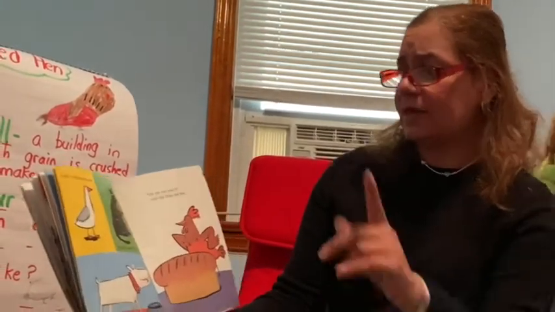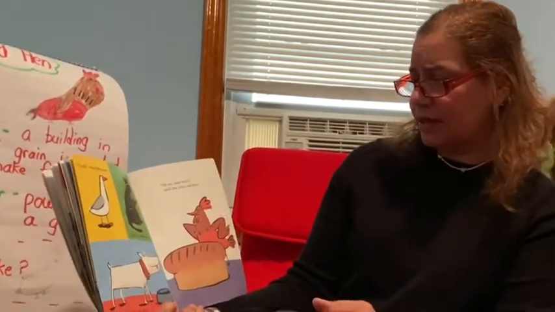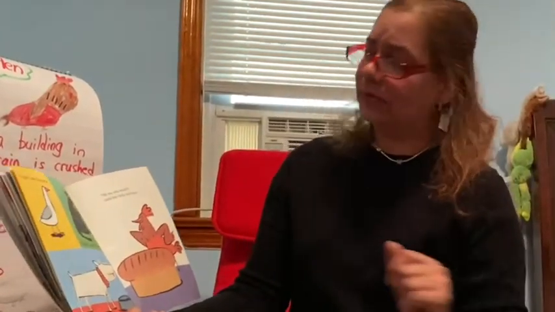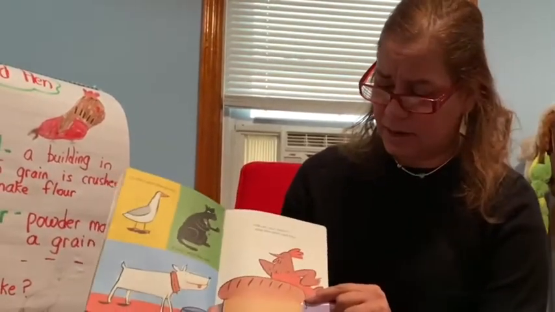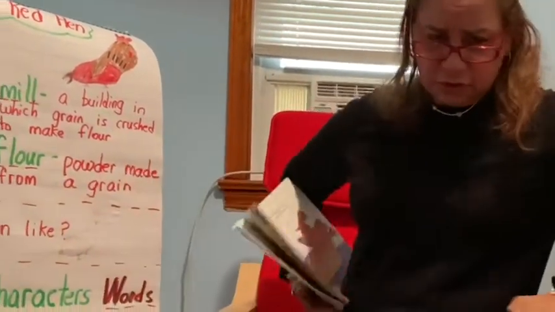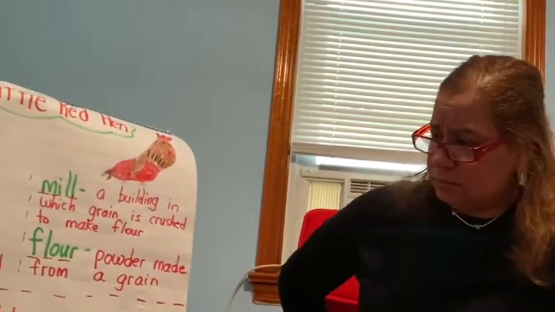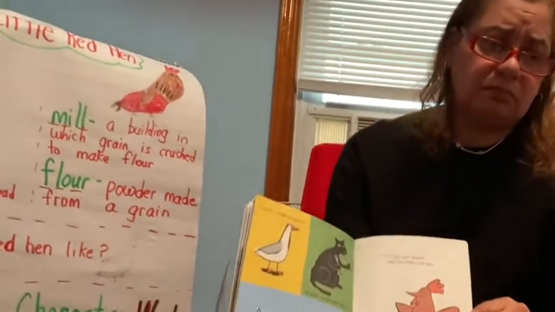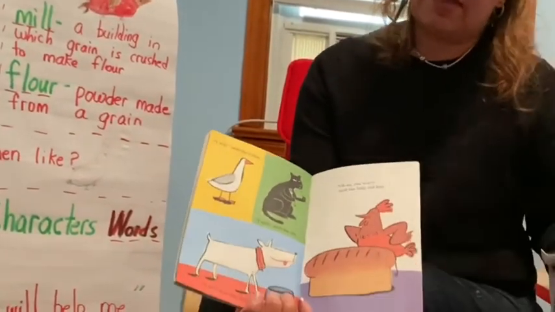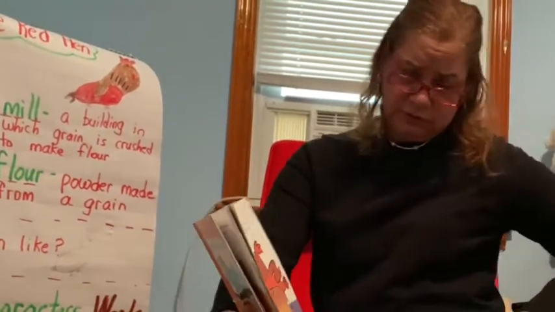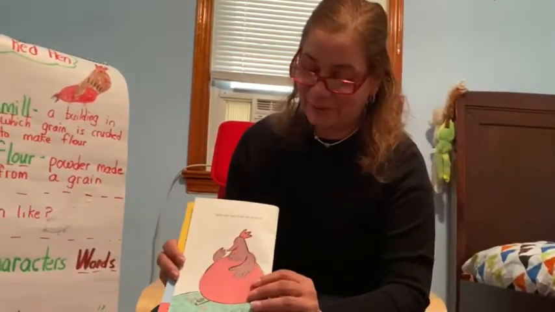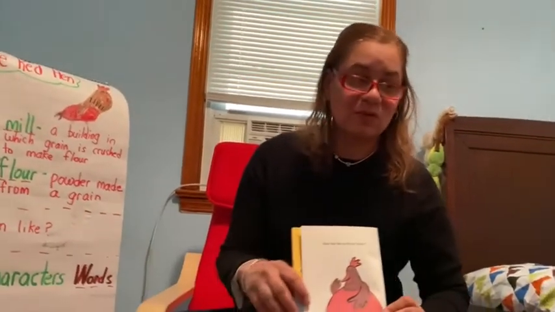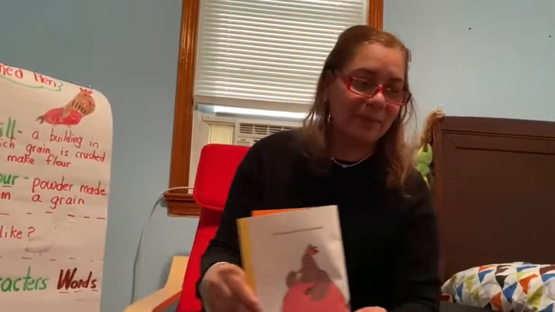I will, said the goose. I will, said the cat. I will, said the dog. Oh, no, you won't, said the little red hen. You see her actions? What is she doing? She put her hands on her hips. Because she doesn't look like she's going to share that bread. And what does she say? And she ate it all by herself. And when you eat all that bread, look at what happened to her.